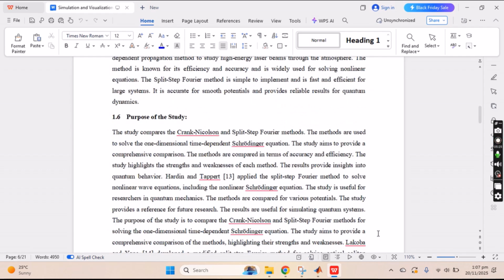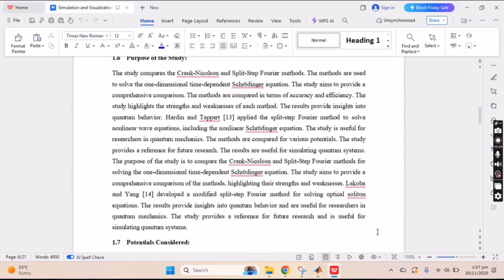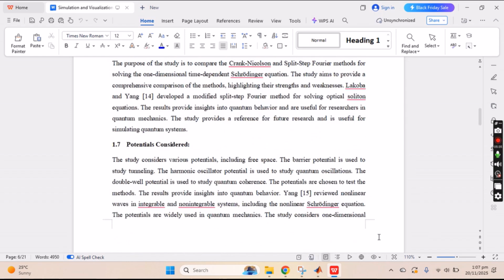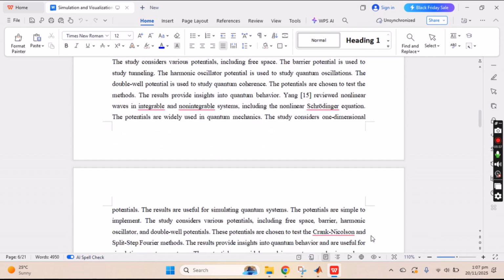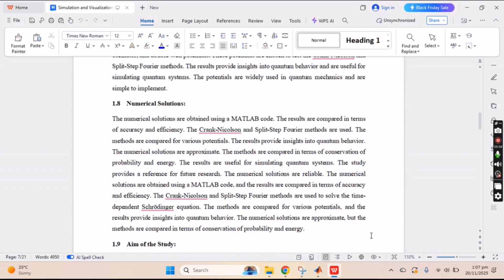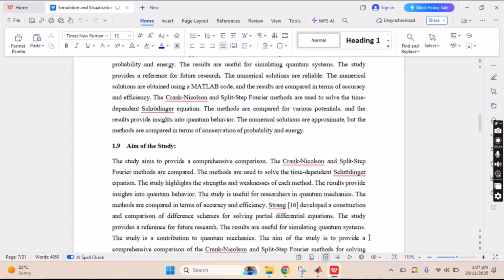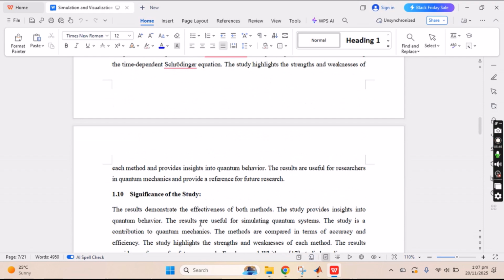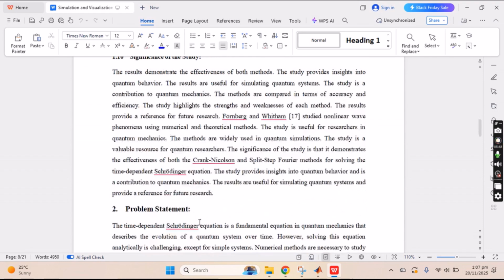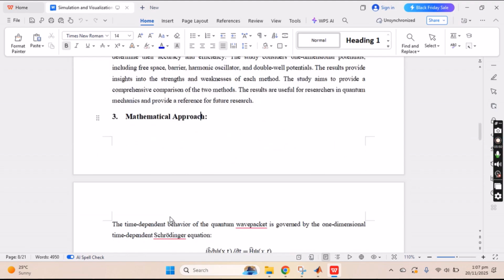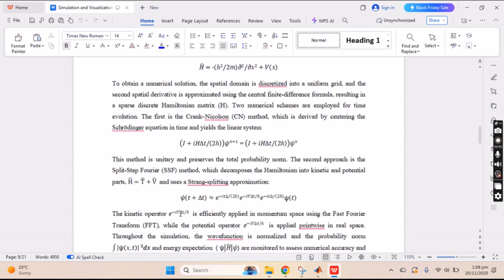The purpose of the study is how we use the Schrödinger equations, which I have explained previously, and the potentials considered are also added, along with the numerical solutions and how we have implemented them in the MATLAB code. The aim of the study is also added, with the significance of the study, problem statement, and mathematical approach as well.